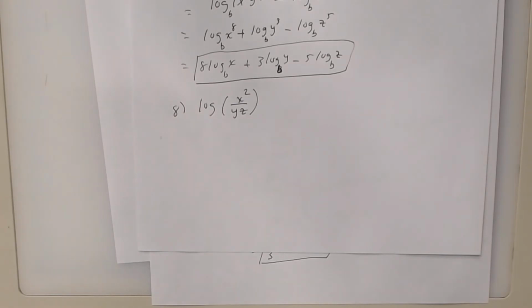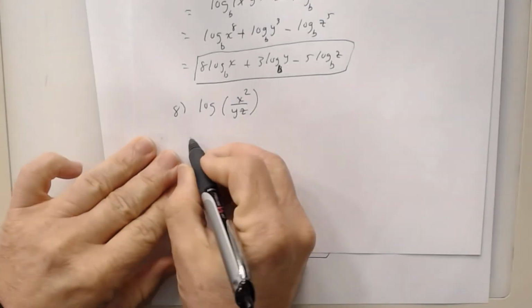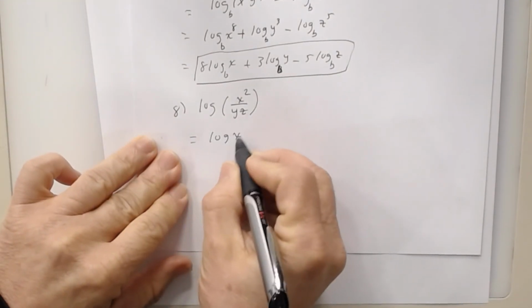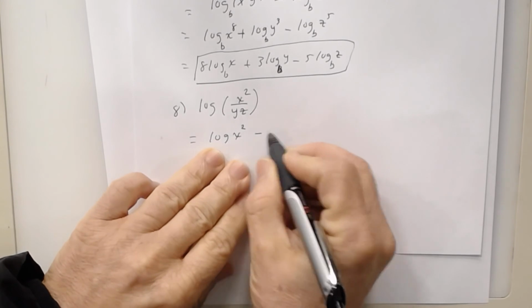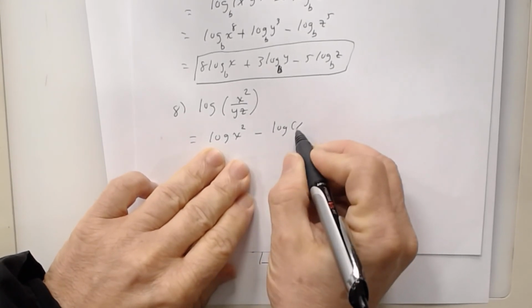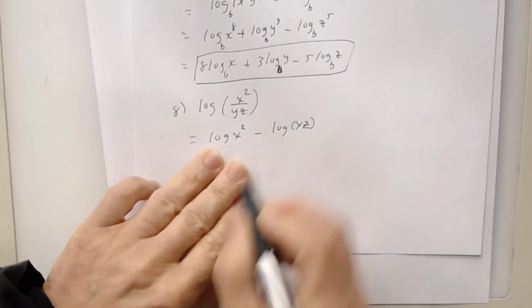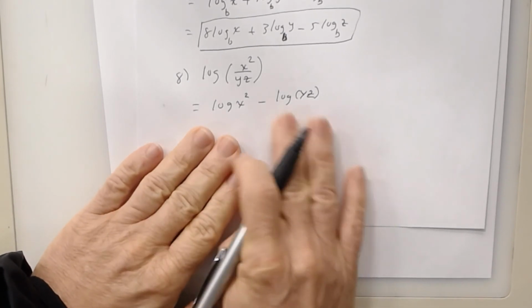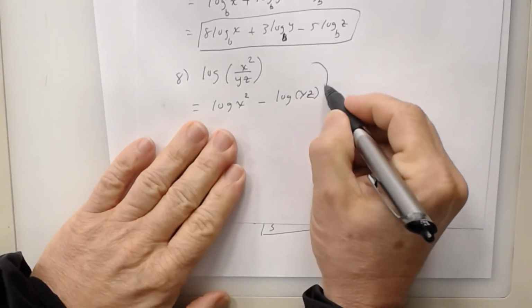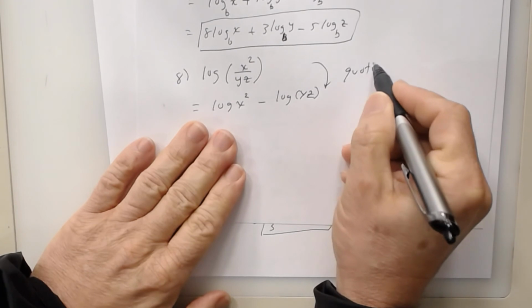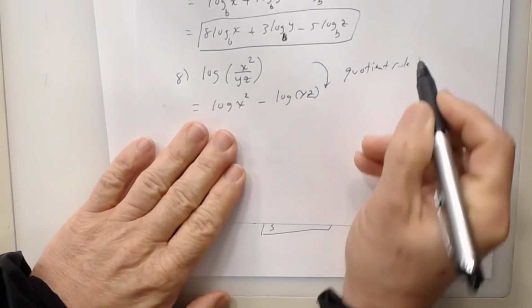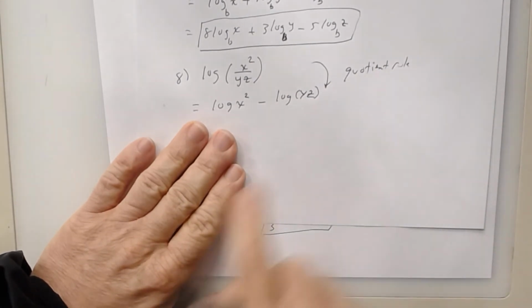Okay, so quotient rule first. What do I get? Log of x squared minus the log of what? yz. Do you agree with that part? What rule did I just use? Quotient rule. Now I'm going to use what rule next? Product rule with this one.